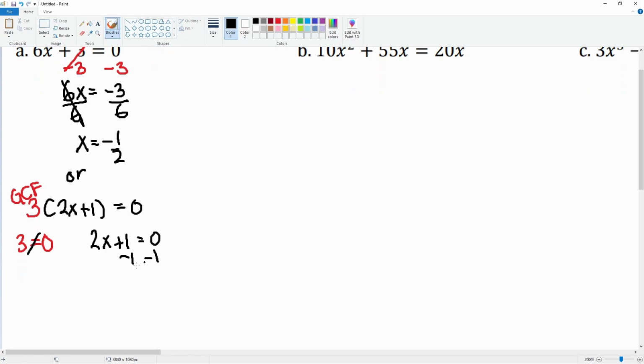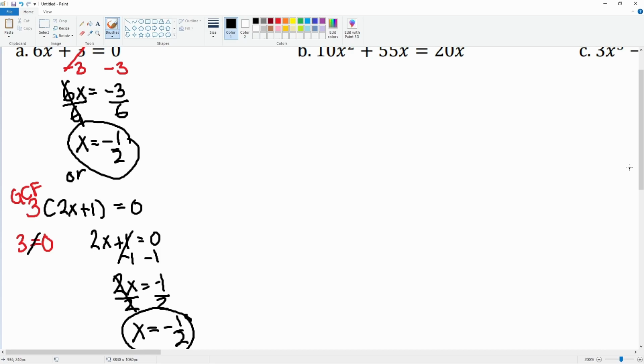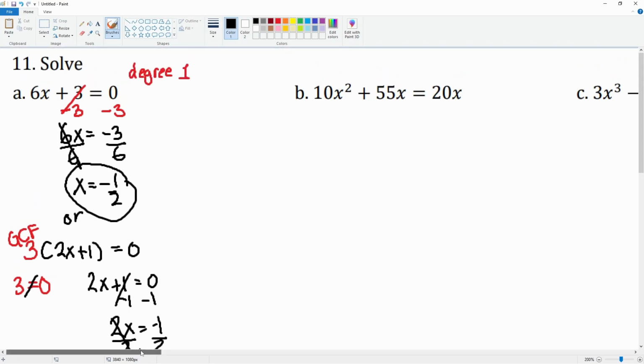But that 2x plus 1 equals 0 can be solved for. Minus 1 to both sides, leaving you with 2x is equal to negative 1. Divide by 2 to both sides, giving you x is equal to negative 1/2. Notice that the solutions here are the same, either method that you do.